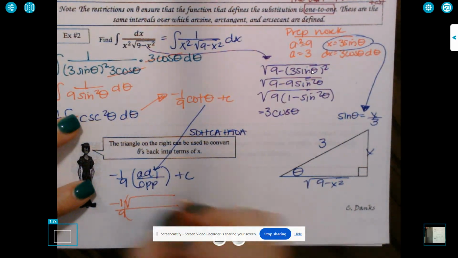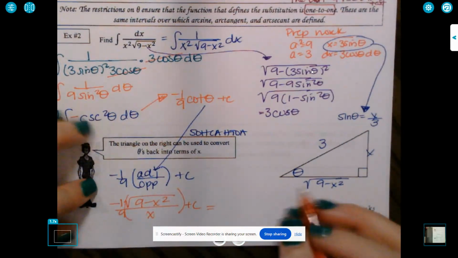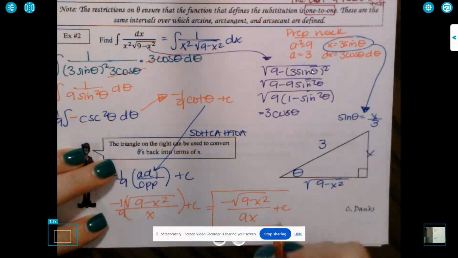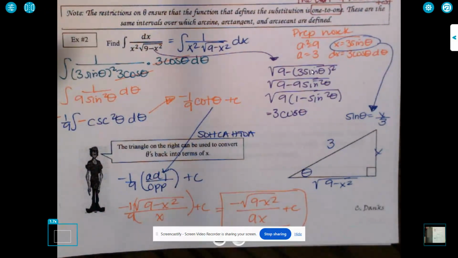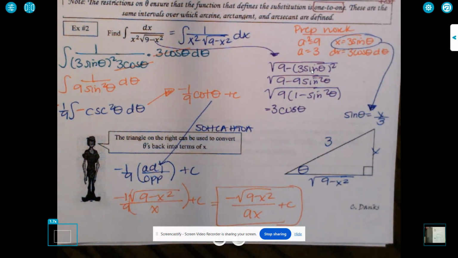-1/9 times. That side is 9 minus x squared. And then opposite would be x plus c, which is going to simplify to just negative the square root of 9 minus x squared over 9x plus c. Okay, so now you have taken your original function that it gave you, used your Pythagorean identities, letting a sine theta be x, gone through everything and gone back into your x. All right, so it's a lot of the same work, just in different ways.